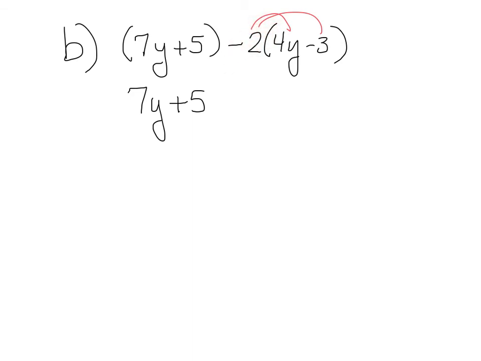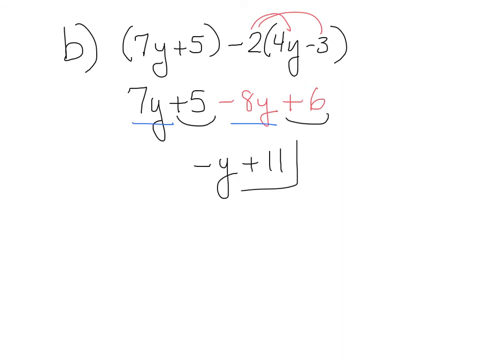Negative 2. So if you distribute a negative 2, you would get negative 8y plus 6. A negative times a negative is a positive 6. So now we combine like terms. 7y minus 8y is negative 1y, and 5 plus 6 is plus 11. So my answer would be negative 1y plus 11, or just negative y plus 11.